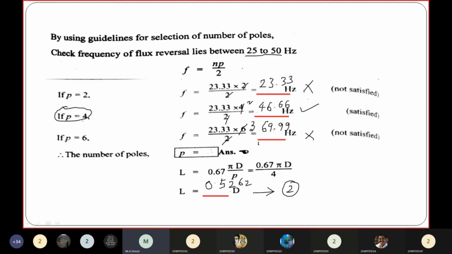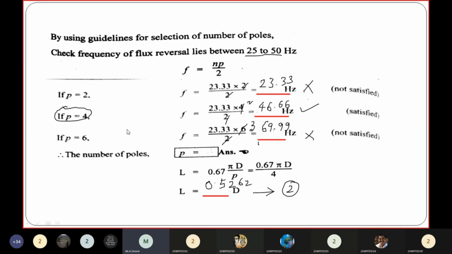Again I have the criteria when P equal to 4, my F should be 23.33 into 4 divided by 2. So this equation should be modified as 46.66. So this value of the frequency is within the range of 25 to 50 hertz. So this is clearly possible. The P equal to 4, F is equal to 46.66 is eligible criterion to solve our problem because it is within the range.